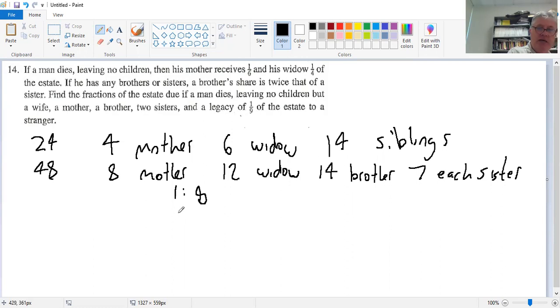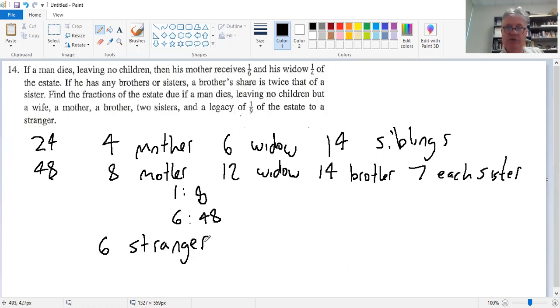So 1 to 8 is the same as, what is it the same as? If we multiply by 6, it's 6 to 48. And that does it, right? Because 48 go to the heirs and 6 go to the stranger. So that means 6 will go to the stranger, 8 to the mother, 12 to the widow, 14 to the brother, and 7 to each sister.